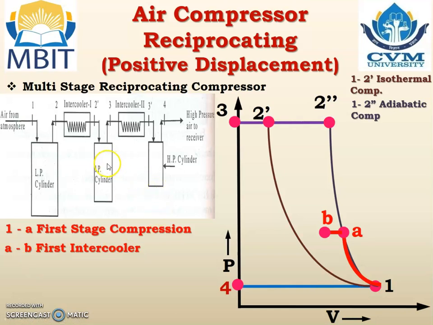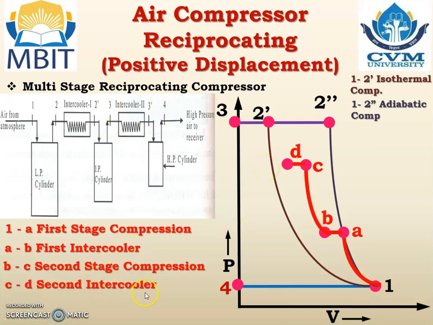Now at point B, air again enters into the intermediate cylinder where it is compressed. B to C is the second stage compression process. When the air comes out from the intermediate cylinder at point C, it enters into intercooler number 2. Again it is cooled at the same pressure. So it is C to D, the second intercooler. At point D, the air now enters into the high pressure cylinder where it is compressed. So that is D to 2M. This is the third stage compression process.